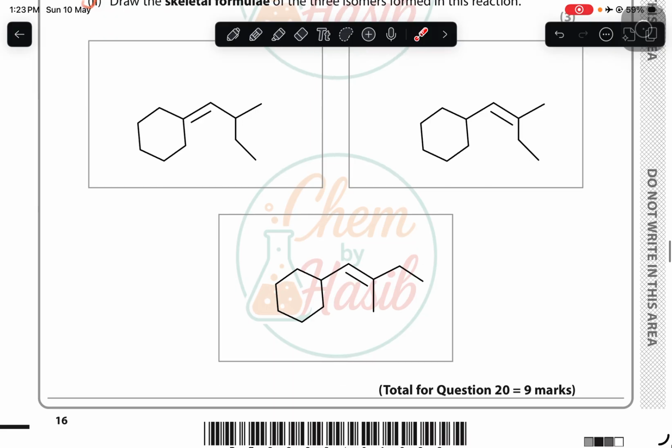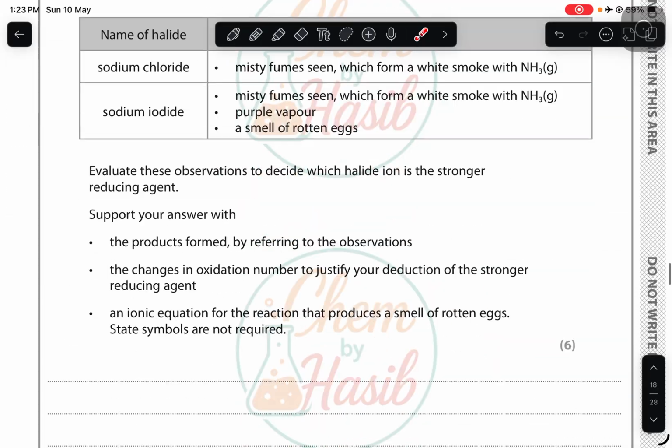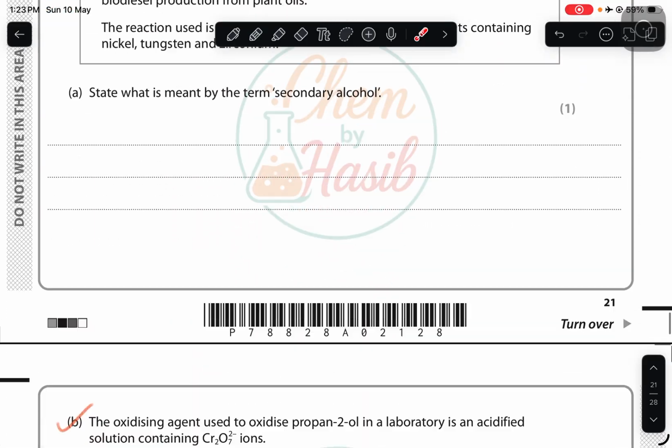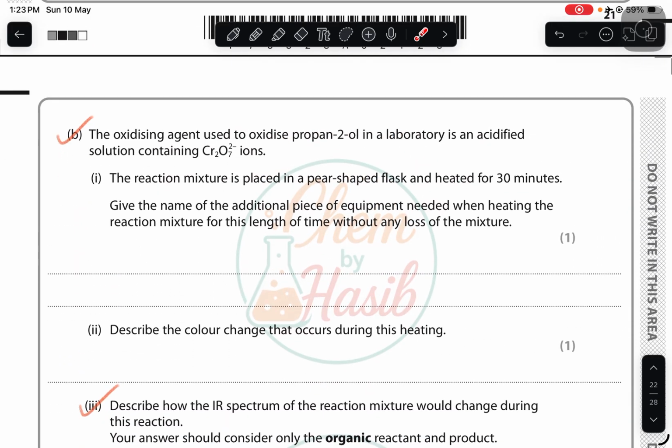Next question, which is question number 23, I think. Okay, 23, B1, nor B. It says the reaction mixture is placed in a pear-shaped flask and heated for 30 minutes. Name the additional piece of equipment when heating the reaction mixture for this length of time without any loss of the mixture. It should be a reflux condenser, right? If you heat for a long time and if you are dealing with volatile liquids, you must use a reflux condenser.